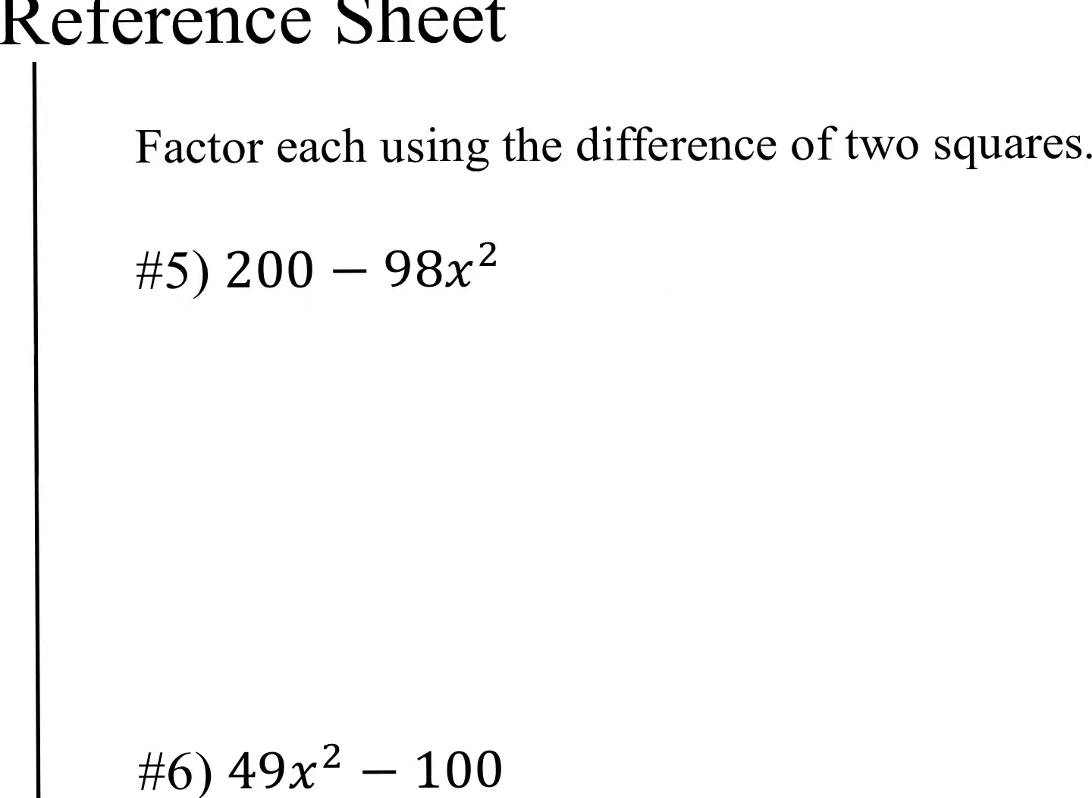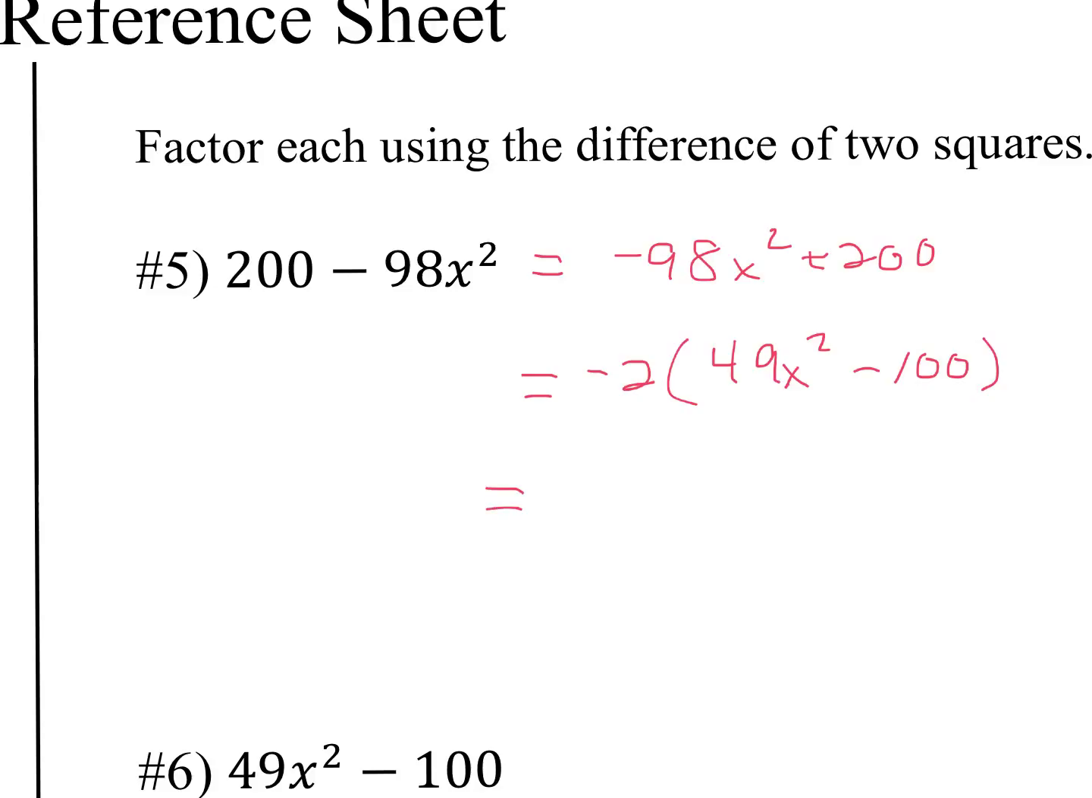Step 1, make sure the terms are in descending order. It's going to be negative 98x squared plus 200. Step 2, you want your lead coefficient to be positive, and you also want to factor out any greatest common factor. Well, the greatest common factor of this problem is a negative 2. If I factor out a negative 2, I'm left with 49x squared minus 100.